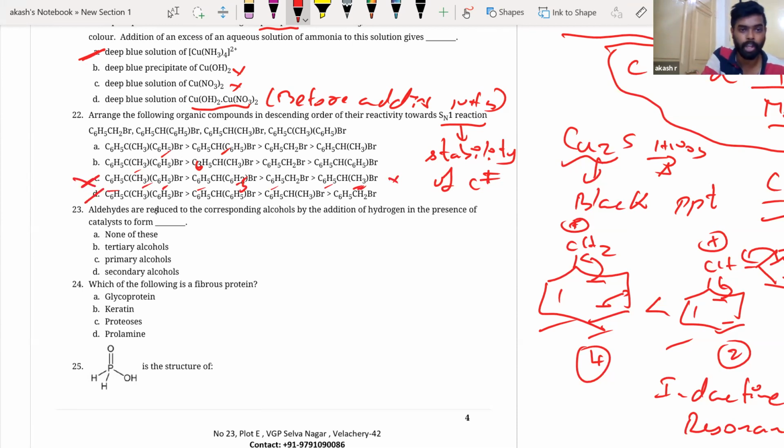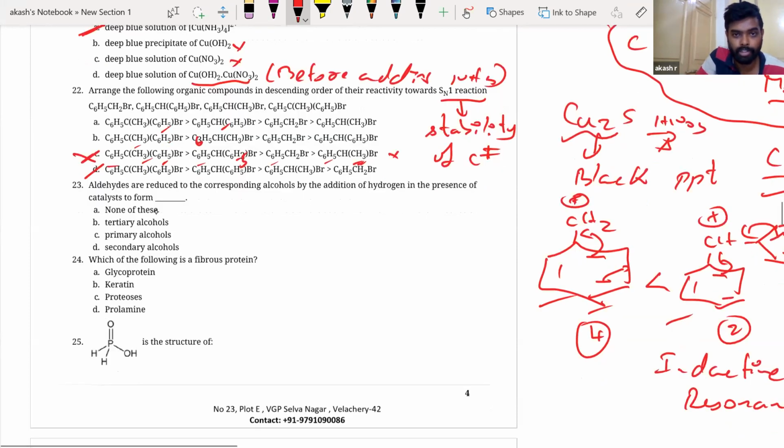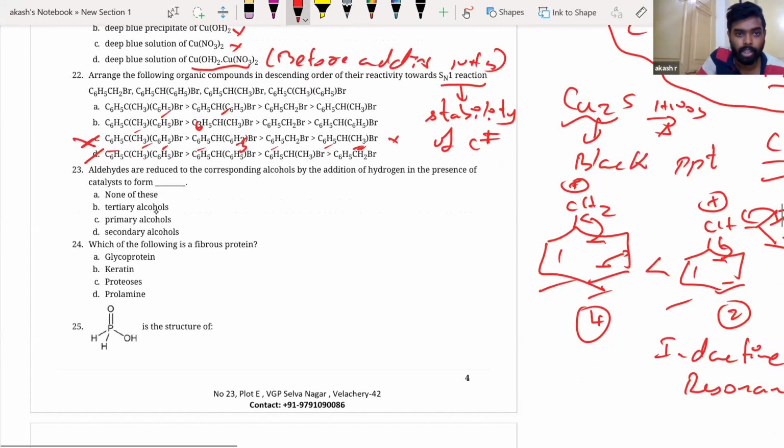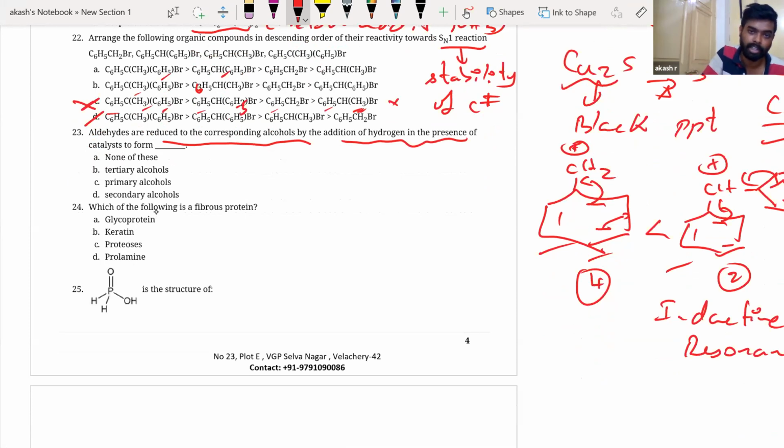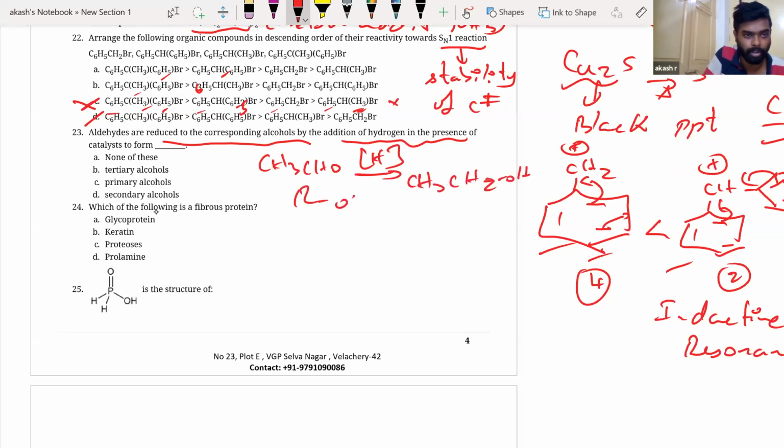Moving on. Aldehydes are reduced to corresponding alcohols by the addition of hydrogen in the presence of a catalyst to form what? Primary alcohols. That's it. Any aldehyde, whatever be the reducing agent, you will form a primary alcohol. RCHO will form RCH2OH. Very simple. So primary alcohols is the correct answer.